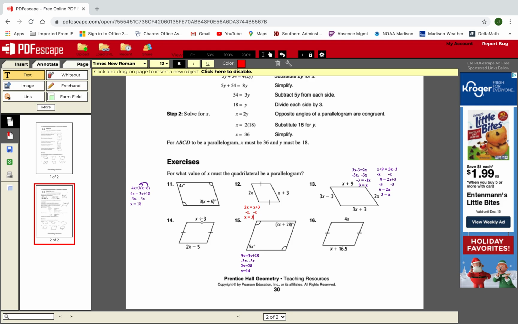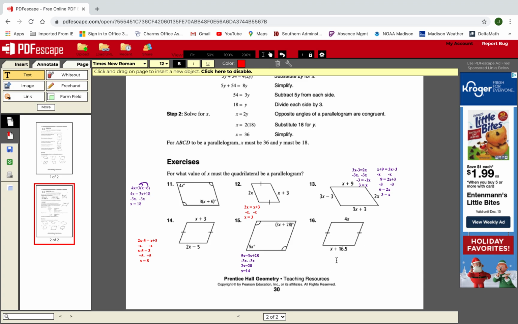So on 14, same exact concept. We have opposite sides congruent, so 2x minus 5 is going to equal x plus 3. My first step here would be to subtract x from both sides. So on the left side, I've got 2x minus x, which is x, and then I'm going to bring down my minus 5. And on the right side, x minus x cancels out, and I'm left with 3. My last step here would be to add 5 to both sides. So on the left side now I've got x, and on the right side 3 plus 5 is 8. Okay?